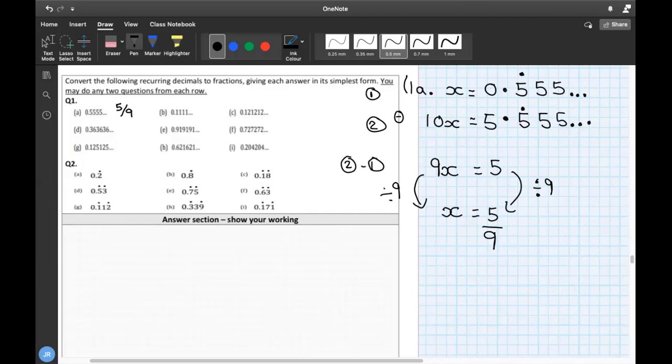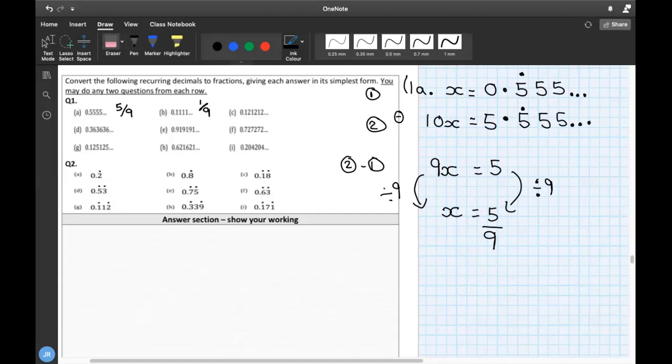7/9, 0.7 recurring. And here we've seen the 0.5 recurring is 5/9. If we look at B, we've actually got 0.1 recurring. So straight away, I can see that that is just going to be 1/9. By all means, do exactly what we did for question 1A over on the right-hand side, and you should still get 1/9. That's just the sort of pattern that you'll start to see here. Next, we're going to have a look at question C.